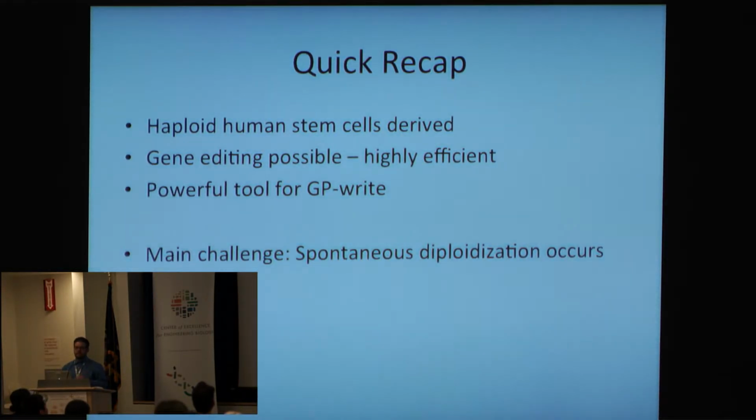So a quick recap, I didn't realize how back-to-back this would be, so I don't think anyone really left. But we developed these haploid human stem cells. They're pluripotent, and you can essentially look at the genome functionally through different types of cells that are differentiated through these cells. And this would be a powerful tool for GP-Write, having essentially half the genome to work with. But the main challenge that we face, the main obstacle, is that early on especially, there's this spontaneous diploidization that prevents us sometimes from isolating haploid cells. And then we constantly have to do FACS sorting to purify for this haploid population.